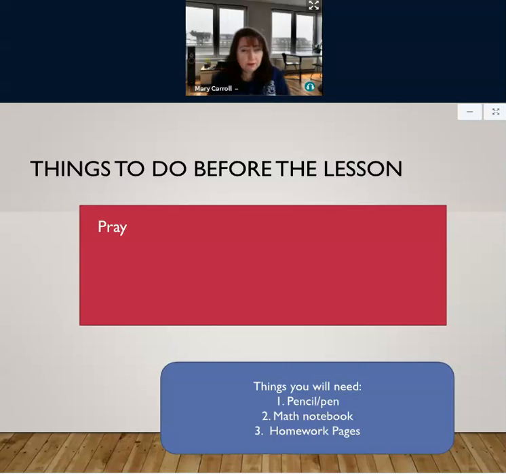Make sure you have a notebook for the entire year that you're going to use to take notes for all of your lessons, and pray before you begin.